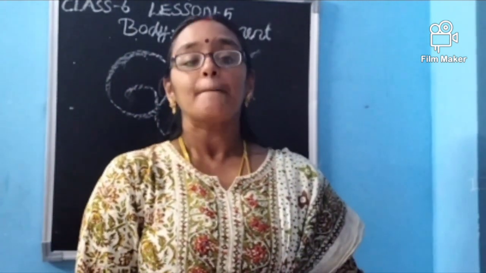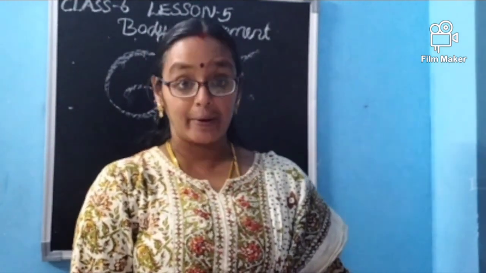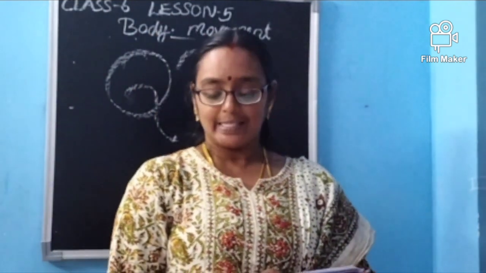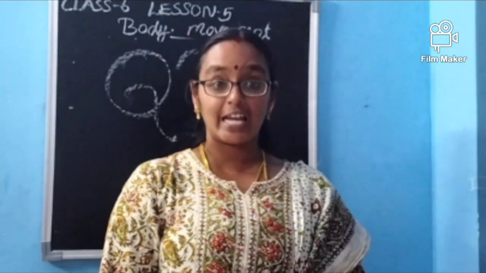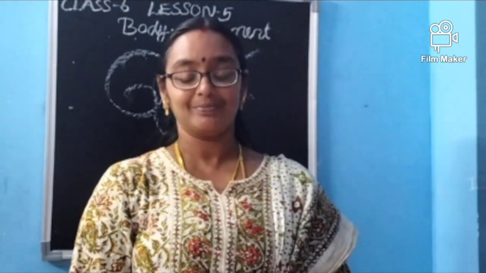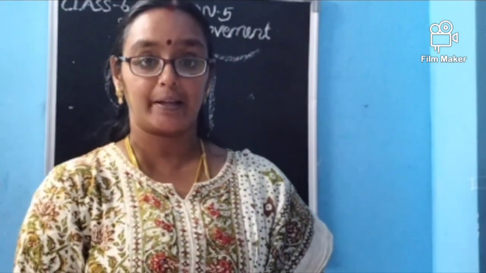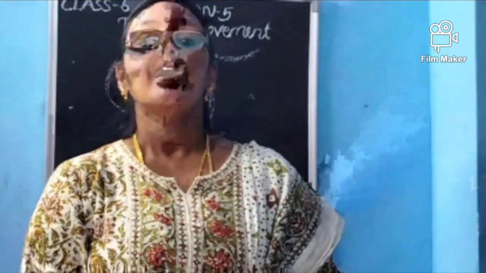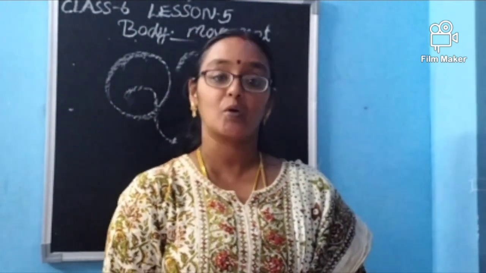First question. Muscles are attached to the bones by dash. Human muscles are attached to bones with the help of dash. Second one. The shape of the fish is dash. The third one is the human backbone consists of dash vertebrae. How many vertebrae? The human backbone consists of dash number of vertebrae.